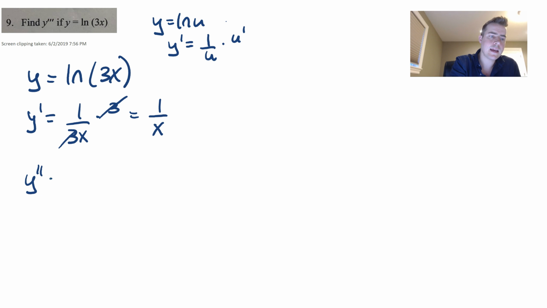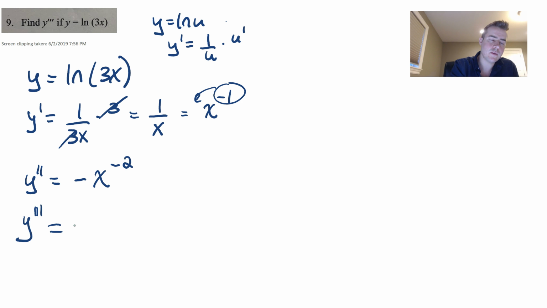Then we need to take the second derivative. Well, remember, 1 over x is the same thing as x to the negative 1. So now I'm going to apply the power rule here. I'm going to take that negative 1, bring it down in front, so negative x to the, and then you subtract 1 from the exponent, negative 2. There's my second derivative.